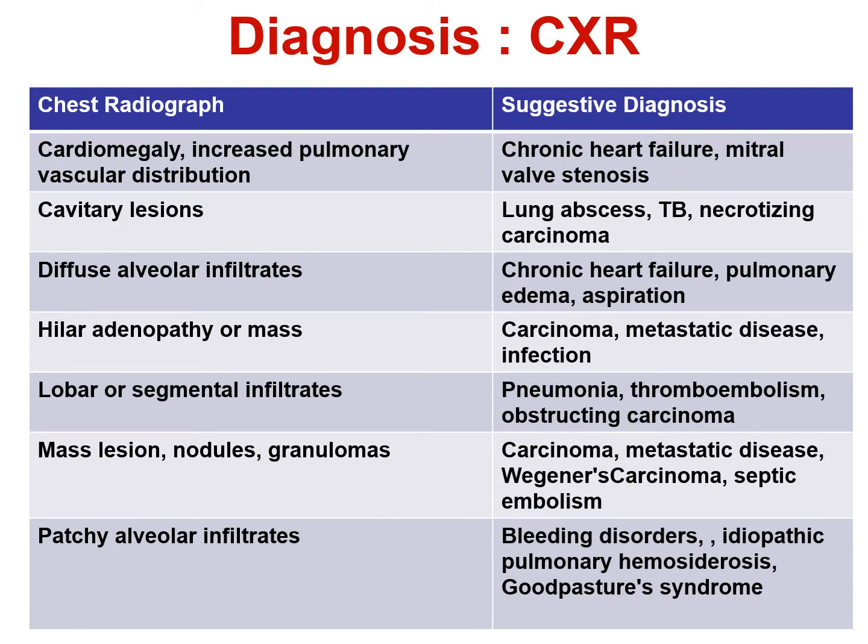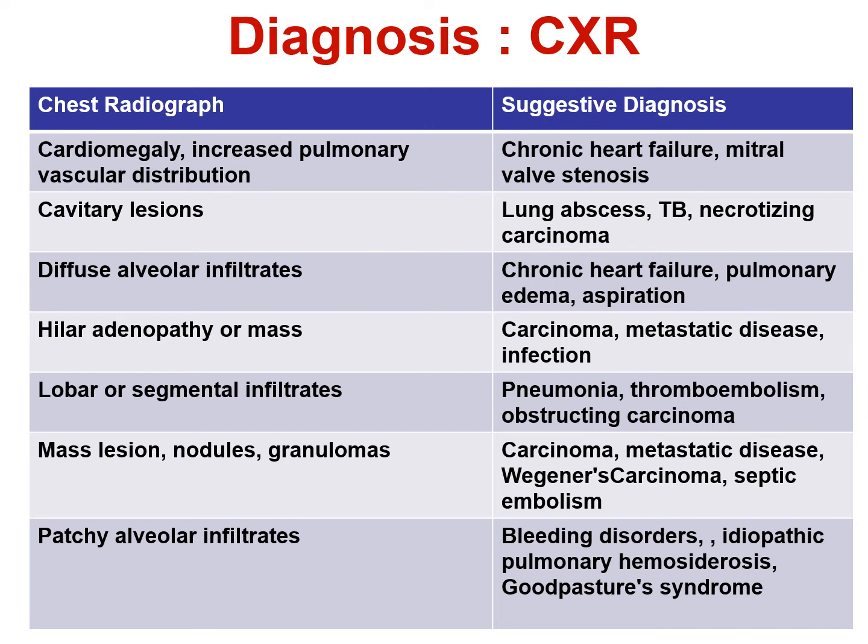After laboratory investigation, I will ask my patient to do radiologic investigation. One of the most important is chest X-ray. Chest X-ray in cases of hemoptysis may be normal and may be abnormal. What is the most common abnormality? I may find cardiomegaly and increased pulmonary vascular distribution, and this indicates cardiac disease like chronic heart failure or mitral valve stenosis.